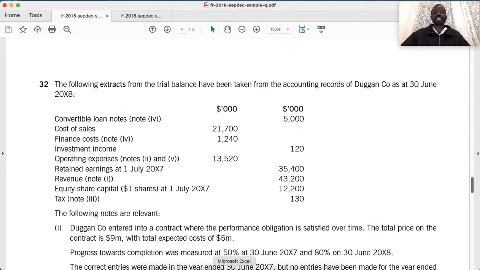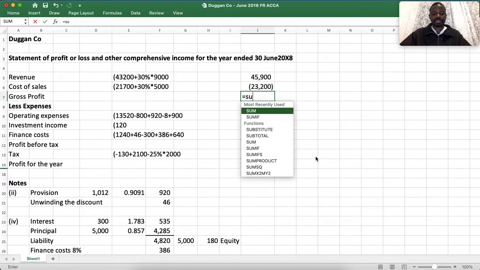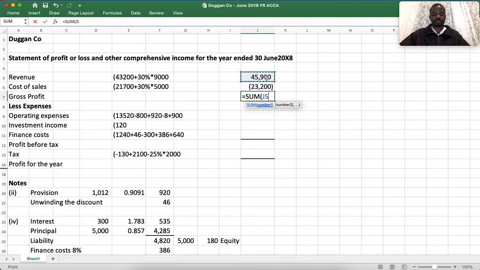Now we have to tidy up by adding across our statement of profit or loss. So revenue, we have got 43,200 plus 30% multiplied by 9,000 like that. Then our cost of sales is that we add onto that 30% of the expenses. We get that. When we sum together, we should get our gross profit.